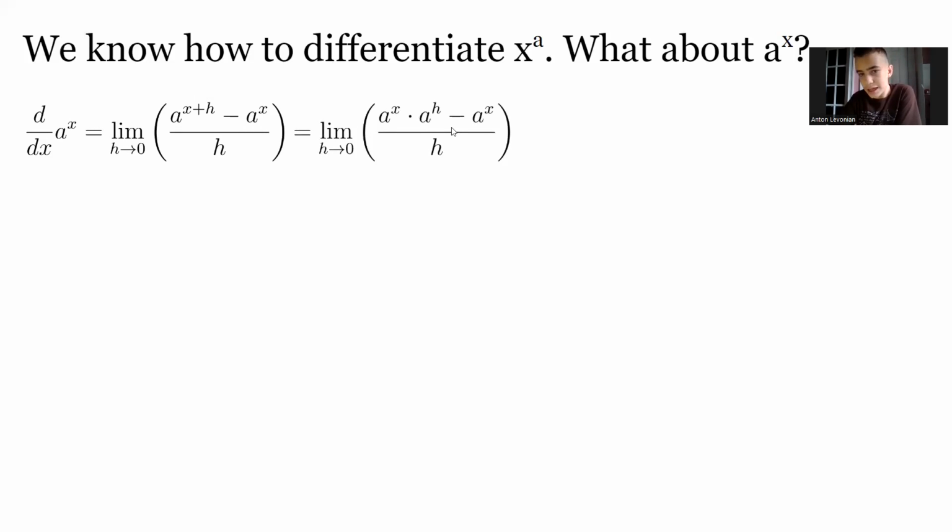So then by basic exponent rules, we can split this up. And then since a to the x is a constant, not being dependent on h, we can factor it out of the limit. And so the major question is to calculate this limit in terms of a.